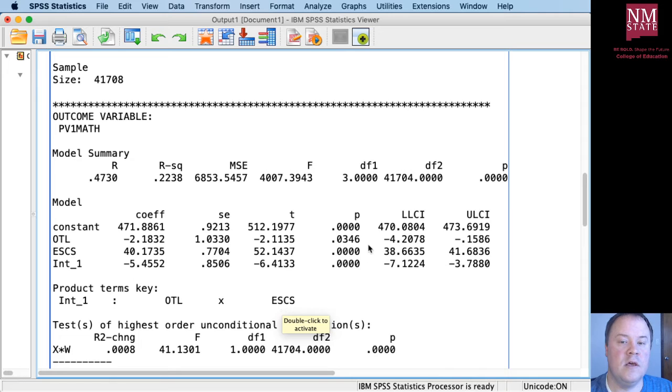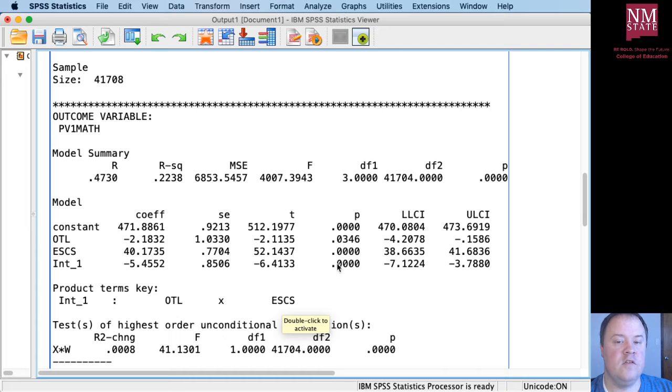You can see that opportunity to learn by itself is almost not statistically significant. The impact is very small and the confidence interval goes almost up to 0. It has a negative impact.